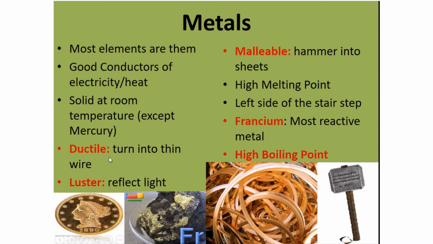And these are some of the properties of a metal. They are ductile, meaning they can turn into thin wire, and they have reflection. It creates reflection of light called luster. They are also malleable. They can be hammered into thin sheets, and they have high boiling point. When they have high boiling point, it means they also have high melting point, and they are seen on the left side of the stair step of the periodic table.